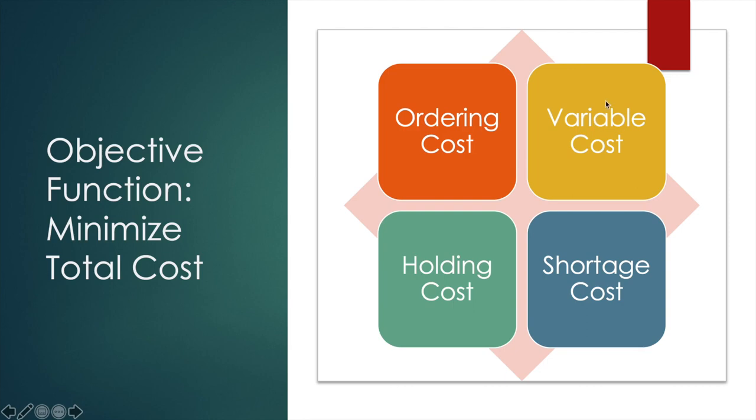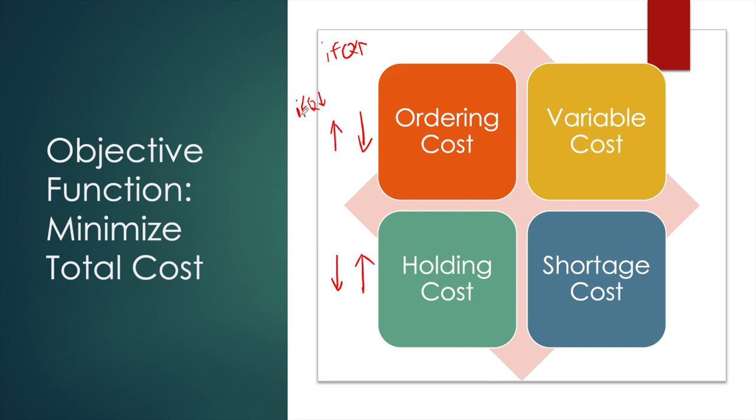The variable cost and shortage cost, I will explain as we go along the way. But if we were just to focus on these two, ordering cost and holding cost, if Q is high, then this is low, this is high. On the other hand, if Q is low, then this is high, this is low.